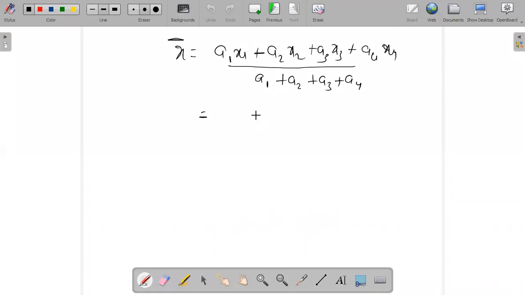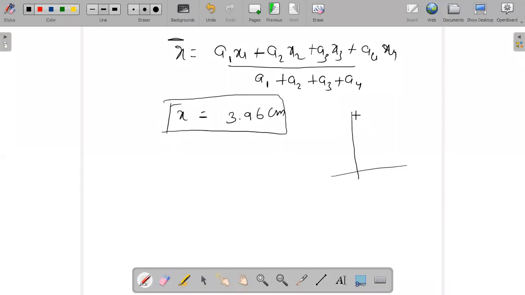So what is the answer here? Everyone should get 3 point something. Is it clear? Please check. 3.96 centimeter. This is the x bar. So this x bar is present like this. Now if your section is like this, the section is present like this. From this distance, it is present at a distance.